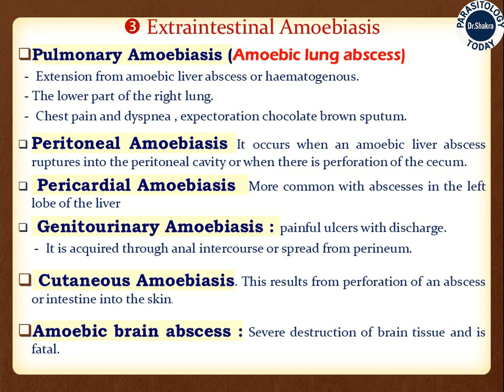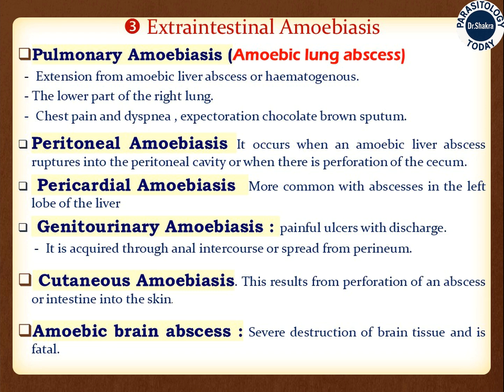It typically affects the lower part of the right lung. Symptoms: chest pain, severe pain in the lower chest, often radiating to the right shoulder. Dyspnea, difficulty breathing. Expectoration, coughing up chocolate brown or anchovy sauce colored sputum, especially if a bronchohepatic fistula forms.